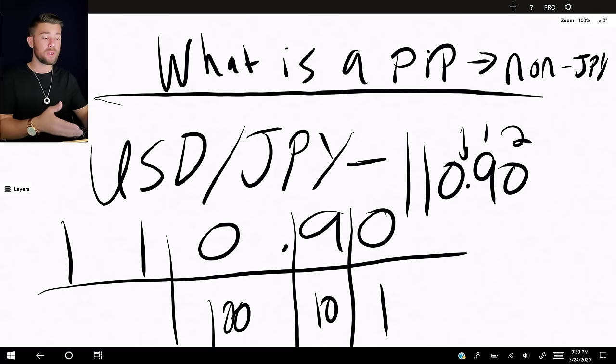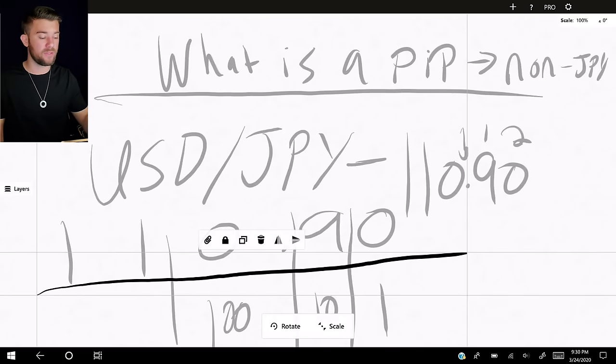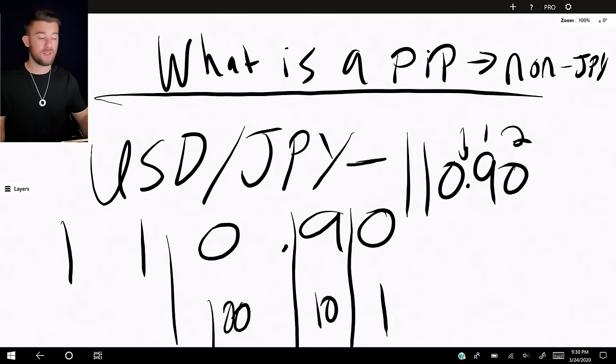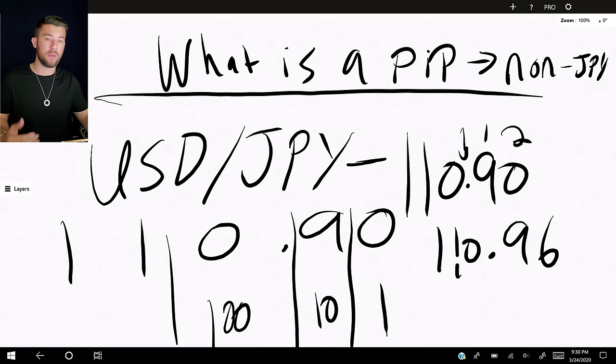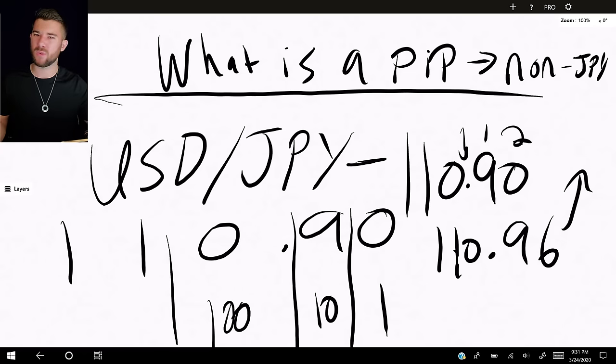Okay, so with this in place, let's ask ourselves a very familiar question for this video, which is, if this market moved from 110.90 to 110.96, how many pips did it go up? If the market moved this amount, how many pips is that that this market just rose? Well, if we look at the ones, it goes from 0 to 6. Therefore, this market would have risen by 6 pips.